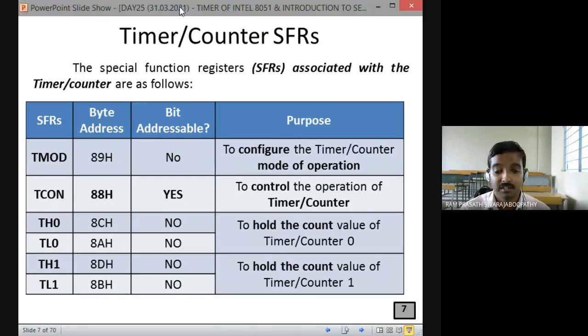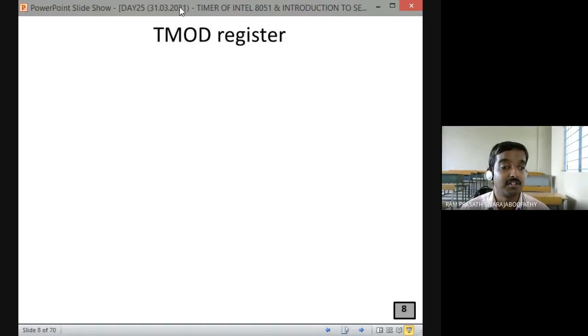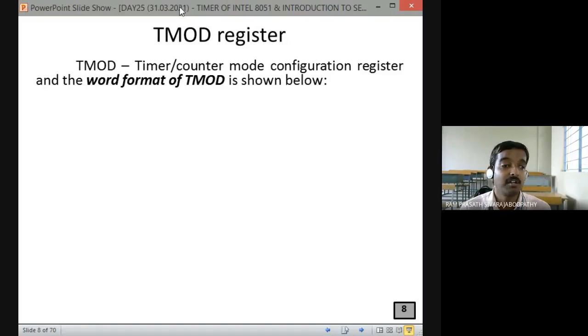Yes, fine. Now we will get into the TMOD register. TMOD register is the timer/counter mode configuration register. It is going to have a word format like your control word format in 8255. Similarly here, this register is going to have a word format.